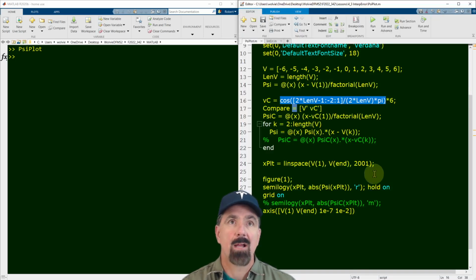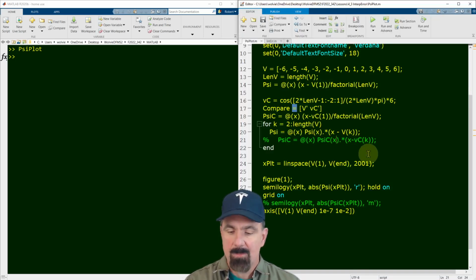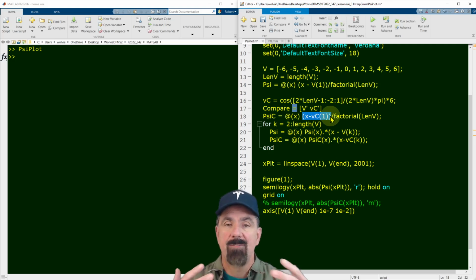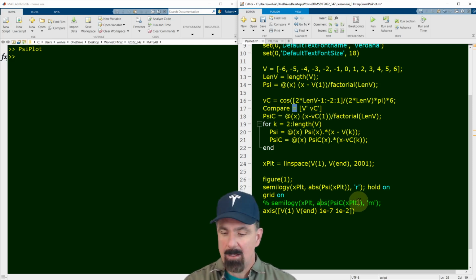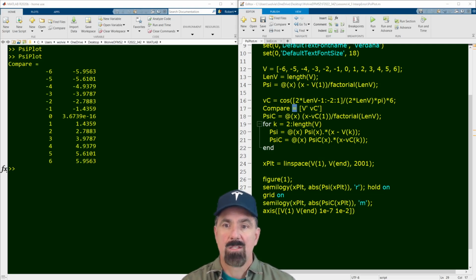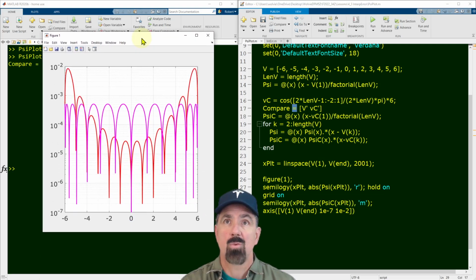Let me pull the code back up here. And I'm going to do the same thing here. I'm going to create a psi function out of Chebyshev. And so my Chebyshev is built in exactly the same way. I'm building the psi function in the same way. I'm just using different nodes. And then I'm going to plot that error in magenta.